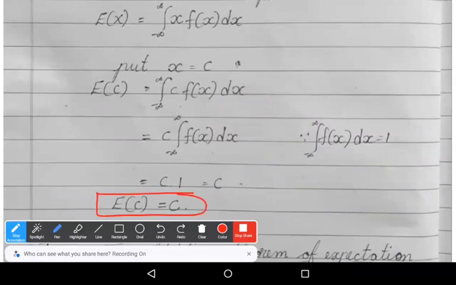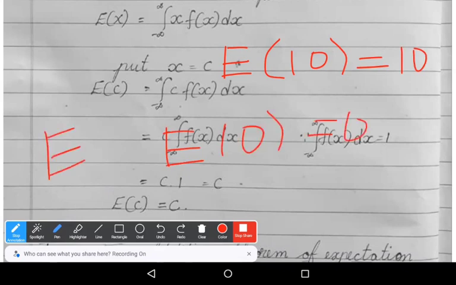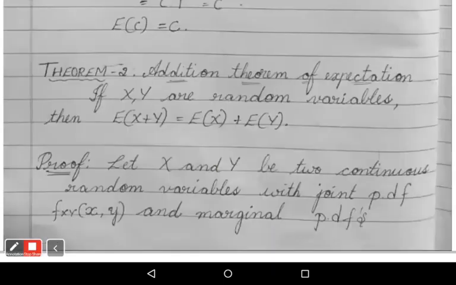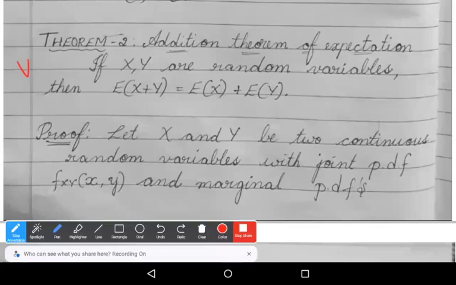So mathematical expectation of any constant is nothing but the constant. For example, you can understand it like this: expectation of 10 is equal to 10. Expectation of 0 is equal to 0. Expectation of 5 is equal to 5. That's it. If you substitute a constant, you get the same constant. Let us see the next theorem and the second property of mathematical expectation, which is a very important one.